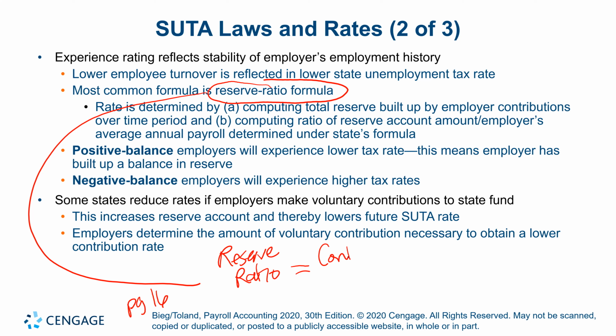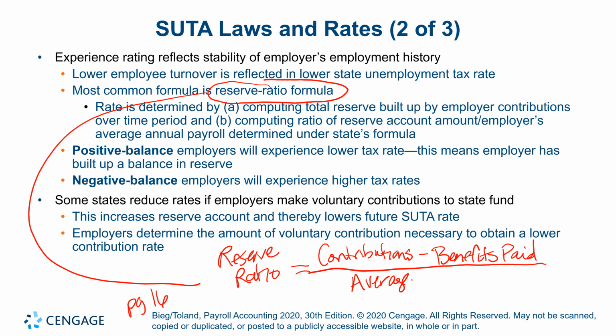These are the contributions. So that's the money that the employer paid in to the unemployment contributions minus any benefits paid to unemployed workers divided by average payroll. And this is actually a 3-year average normally. Right? So rate is determined by computing total reserve built up by employer contributions over a period of time.